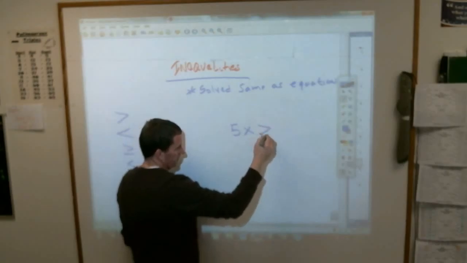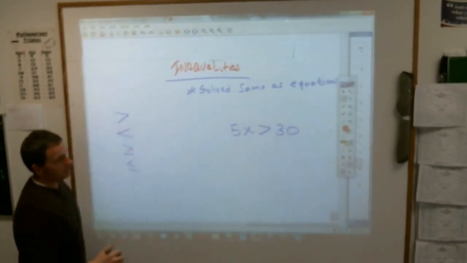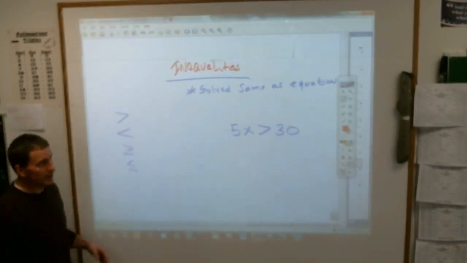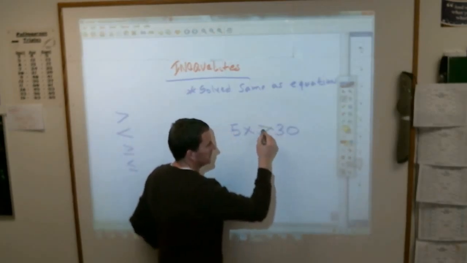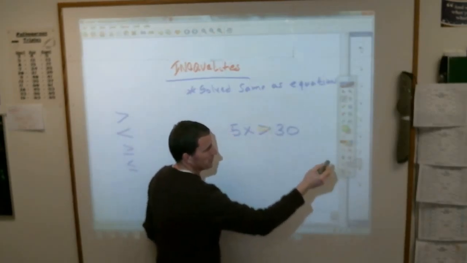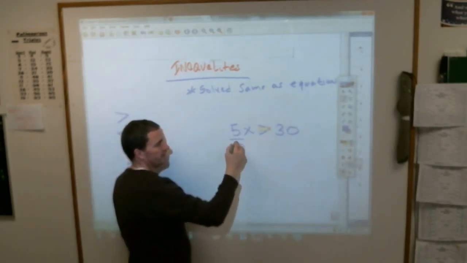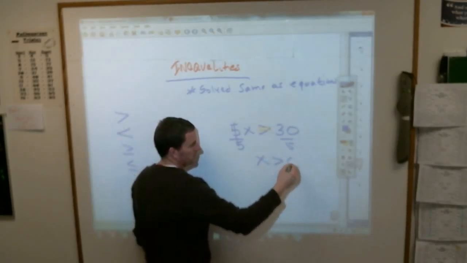5x is greater than 30. That's an inequality. But you're asked to solve that inequality for the letter x, and it's done just like an equation. If you were to put equal signs there, let me do it in the shade of yellow. What would you do to solve this for the letter x? You would, Ryan, divide by 5, right? Divide by 5. So x is greater than 6, correct?